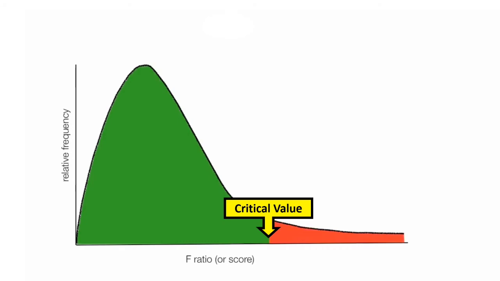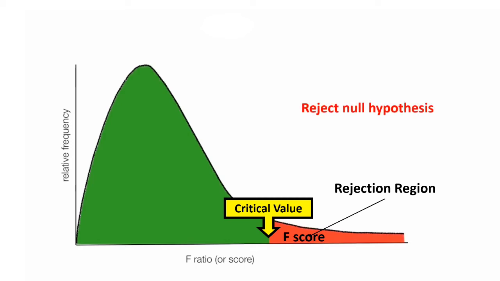Right here between the green region and the red region is our critical value, which we will get from the table later. If the F score falls into the rejection region, or to the right of the critical value, the red part, we reject the null hypothesis. But if the F score falls to the left of the critical value, or the green part, then we fail to reject the null hypothesis.